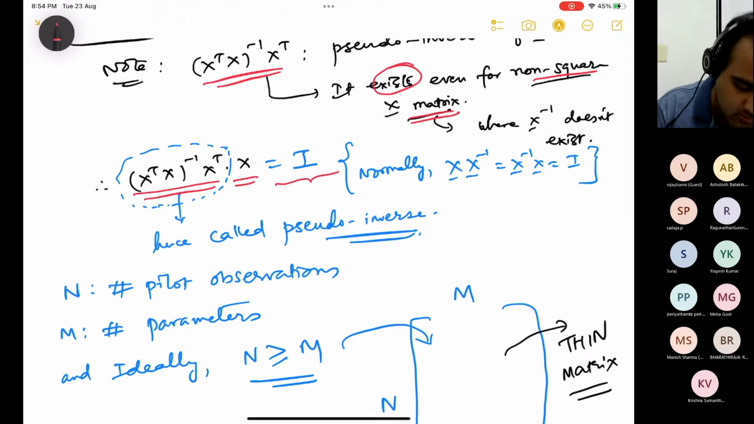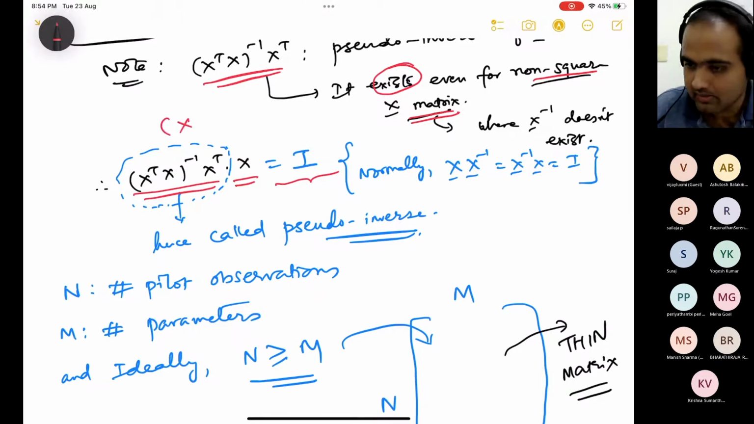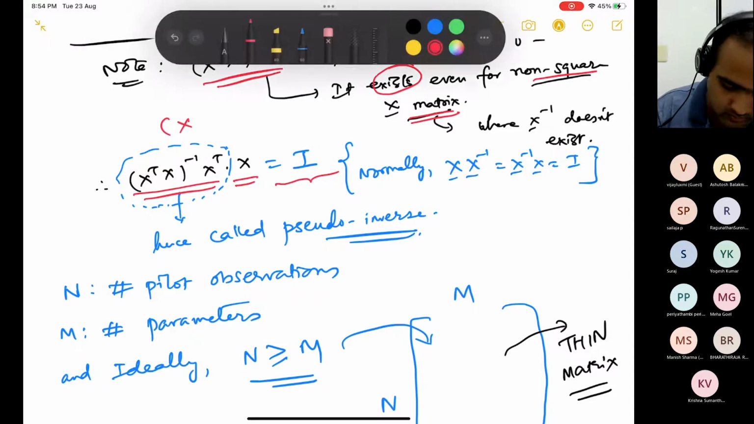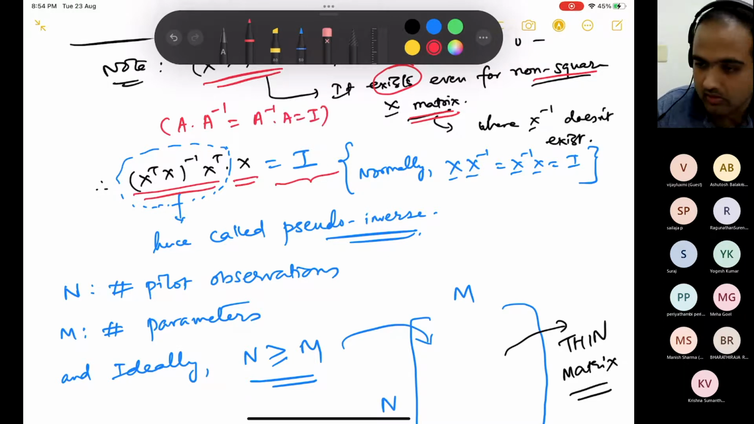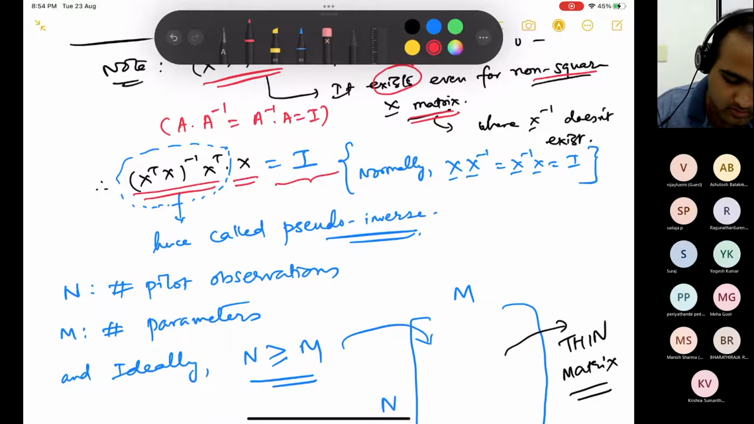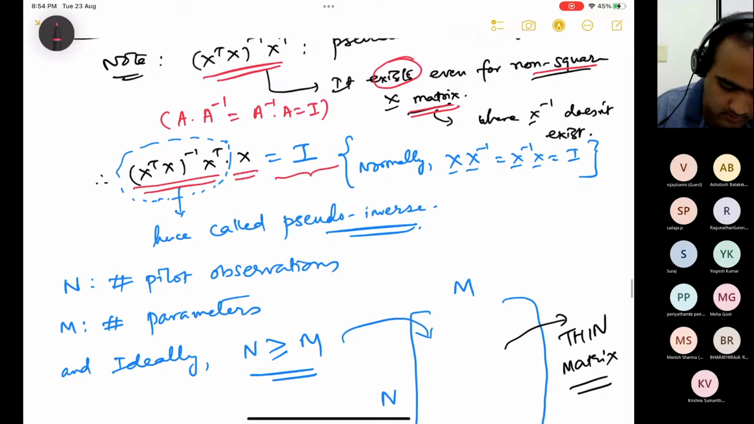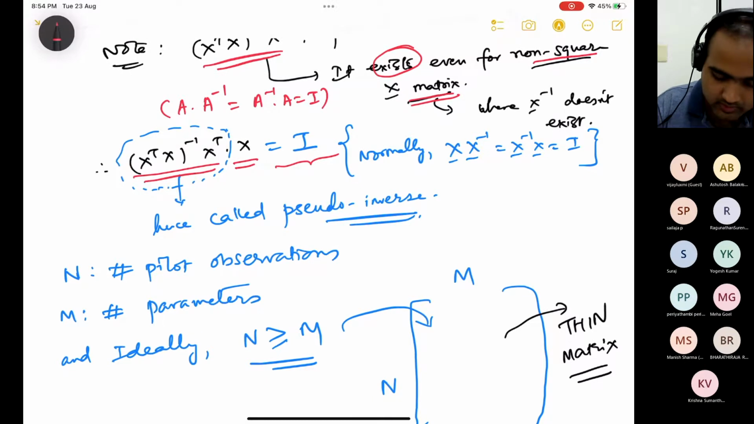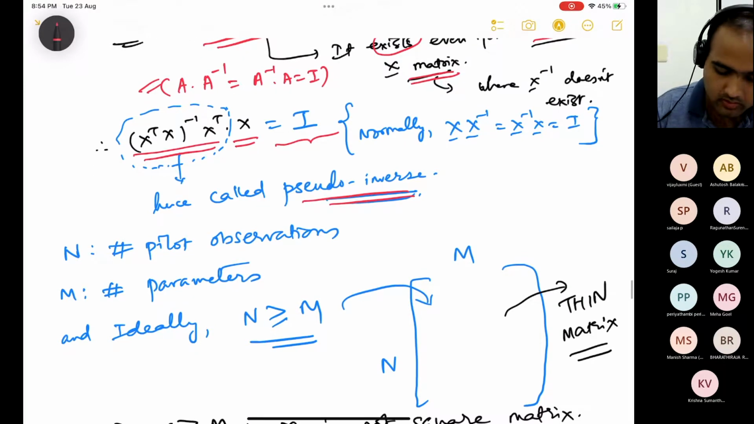Now, what is the general form which we know for any matrix? Let me not use X because that may confuse. Say A times A inverse is A inverse times A, which is I. So any matrix, if you multiply it with its inverse, gives the identity. Even this basic identity rule is satisfied by this pseudo inverse matrix, which is (X transpose X) inverse X transpose. And that is why this is called the pseudo inverse.